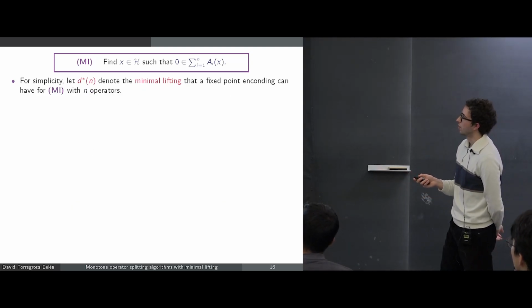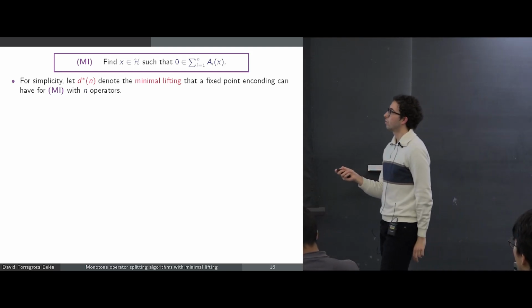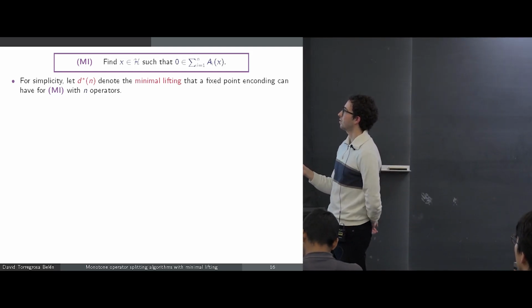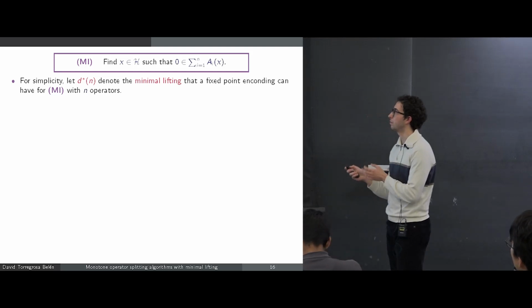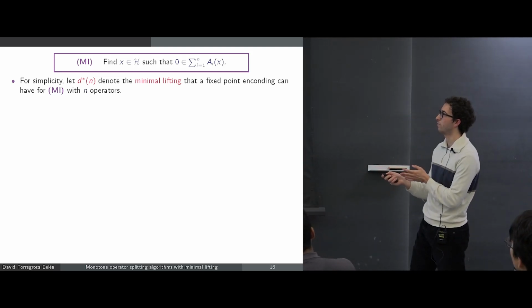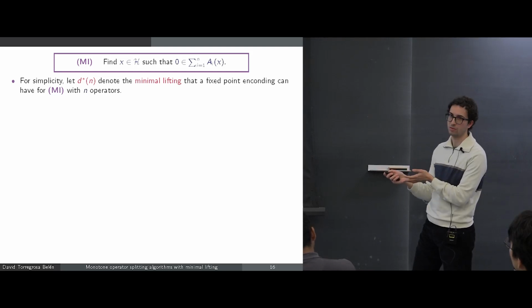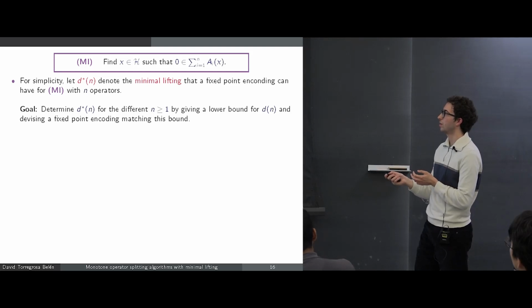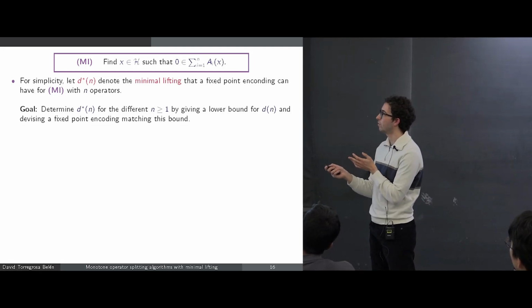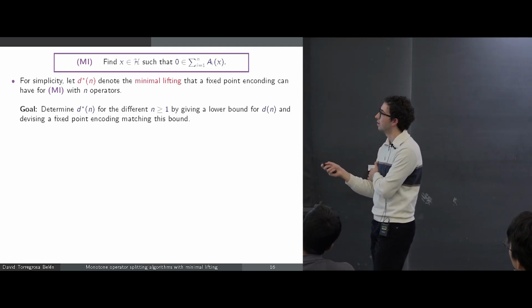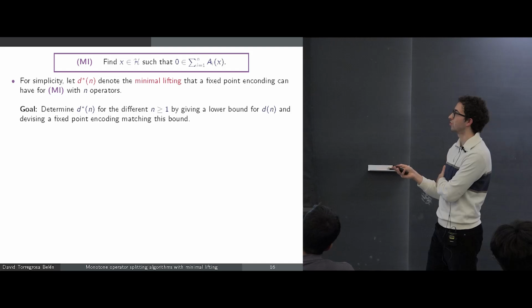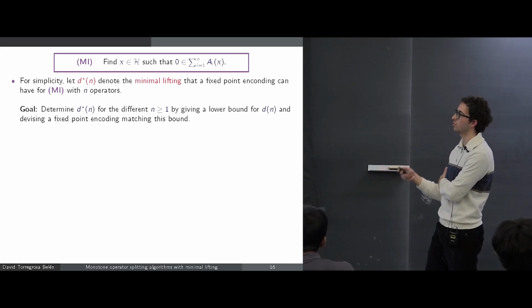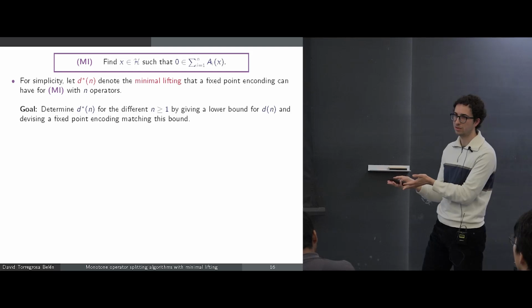Okay. So then let me now write D star n to denote the minimal lifting that a fixed point encoding can have for a monotone inclusion with n operators. The problem that I'm interested in now is to determine a lower bound, or determine the minimal value, for D star n, and then devise some fixed point encodings or some splitting algorithms that match these bounds.